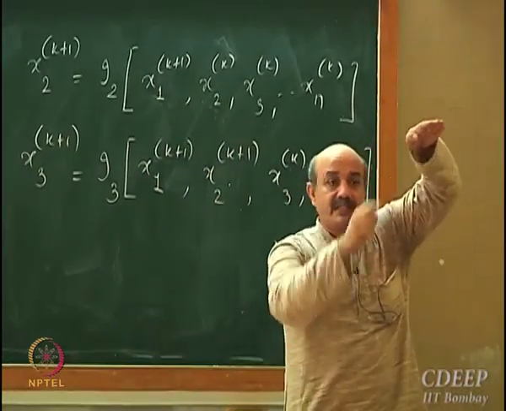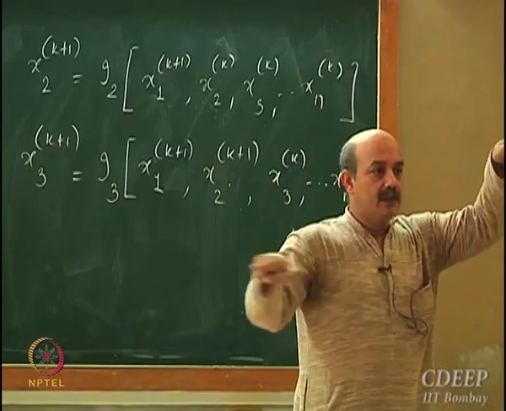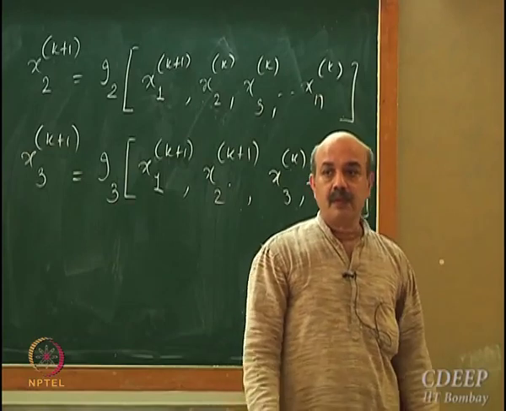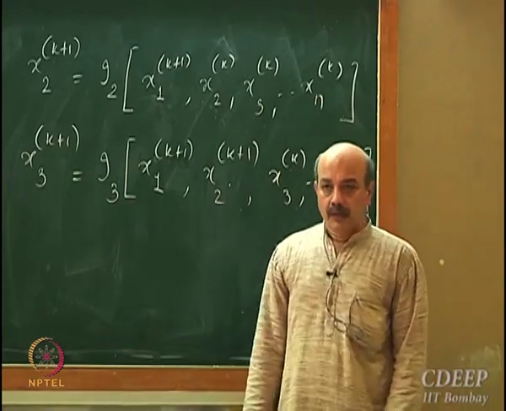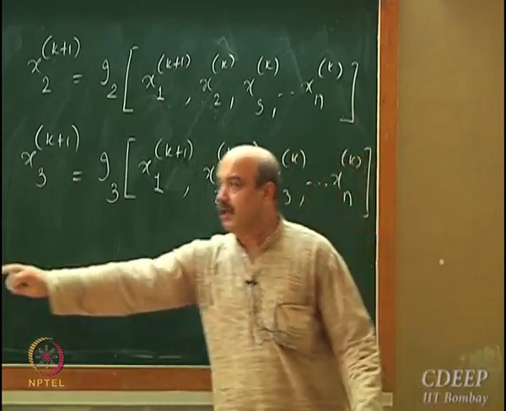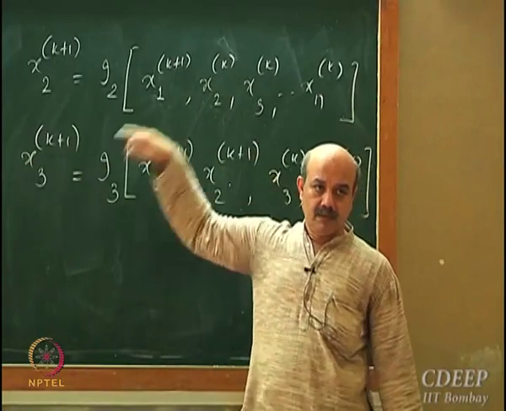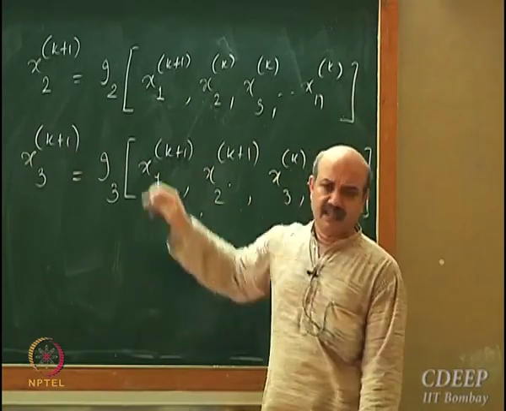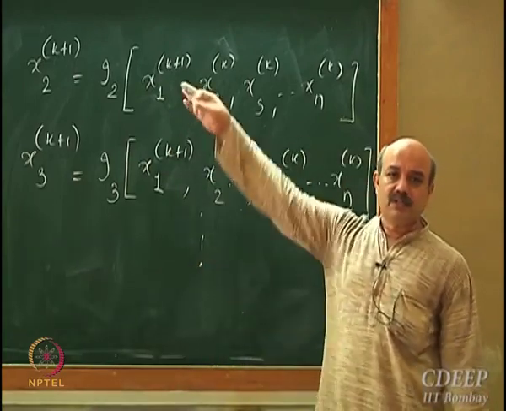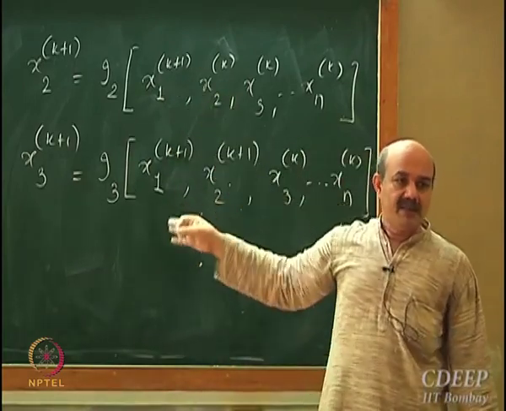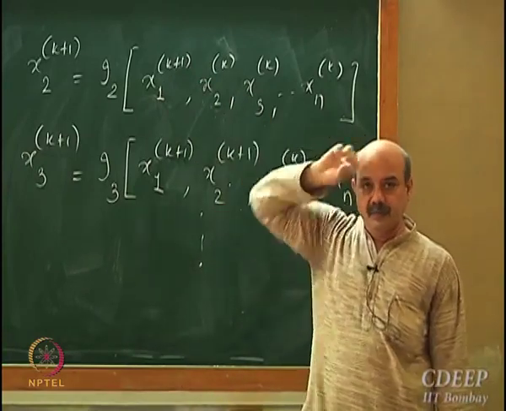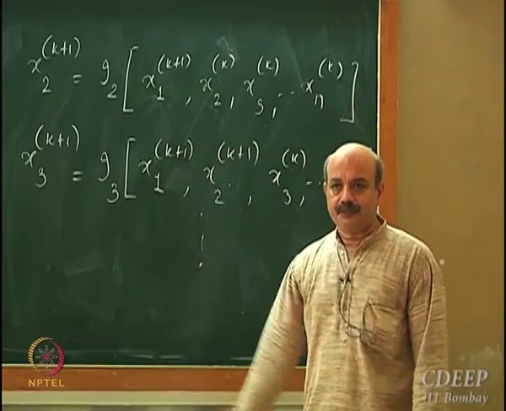I am solving n equations, equation by equation, one equation at a time. This would be Gauss-Seidel iteration. And I can write a generic form for this. For the ith case, you use new values up to i minus 1 and old values for i to n. So you can write a generic form for this.